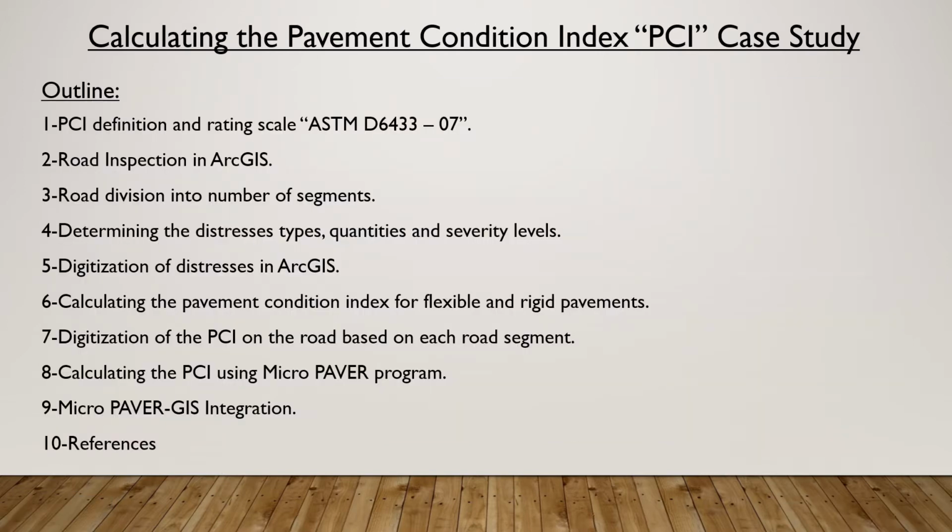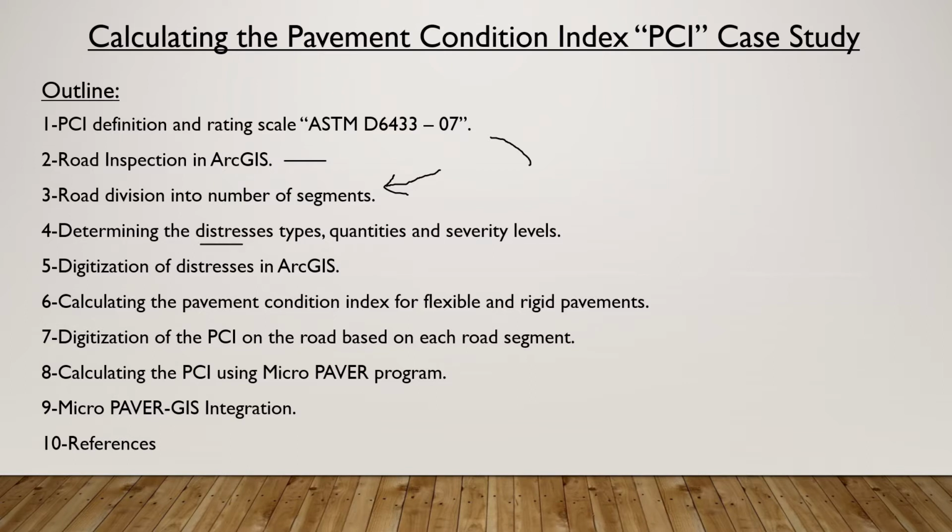So we will start by the PCI definition and rating scale. We will talk about the road inspection in ArcGIS and how to determine the type of pavement and width of road. We will divide our road into a number of segments based on the intersections of other streets with the studied road.